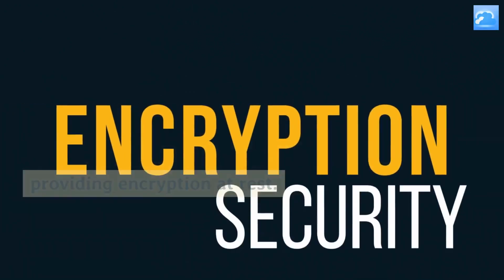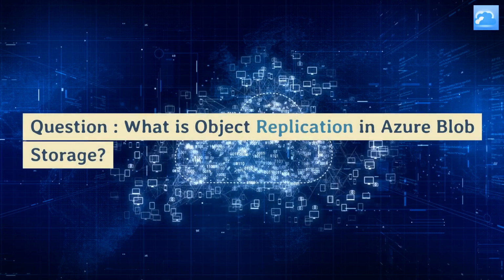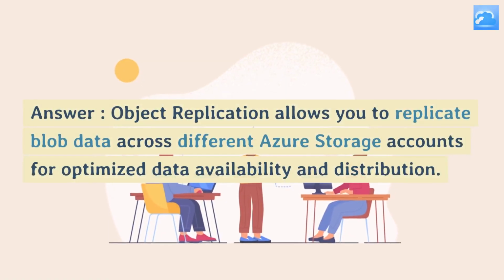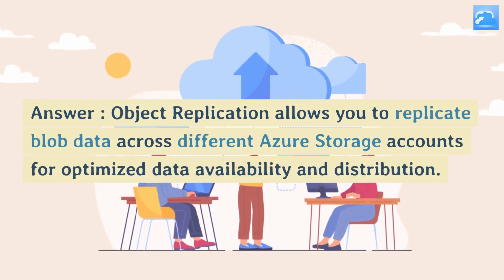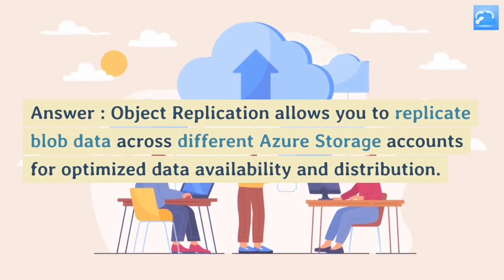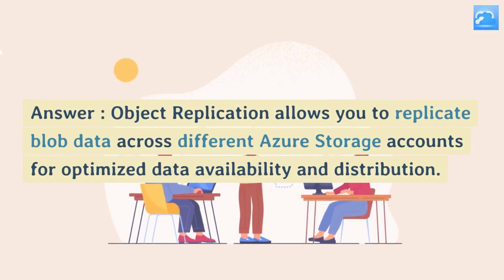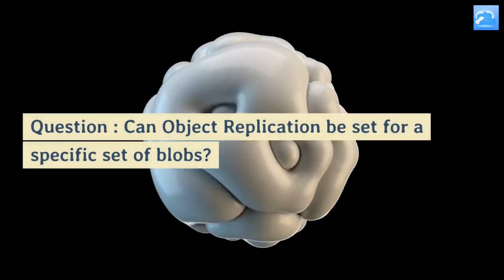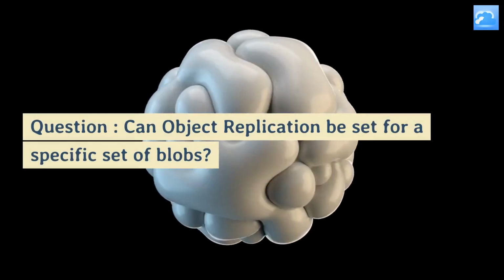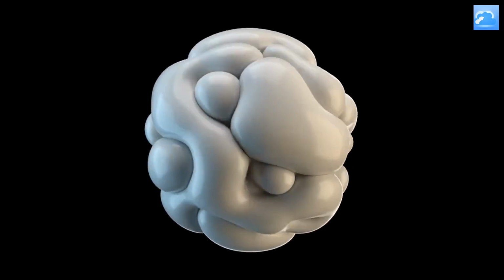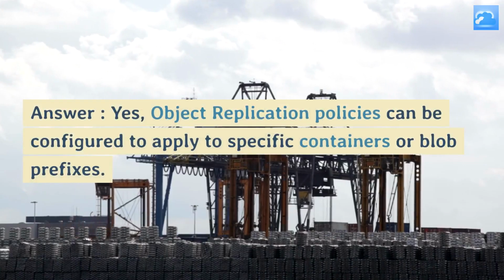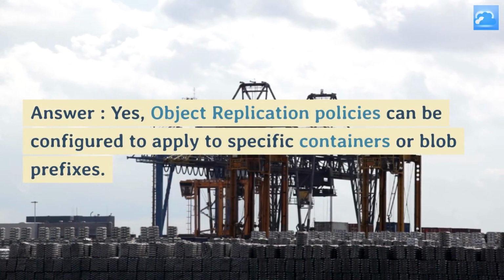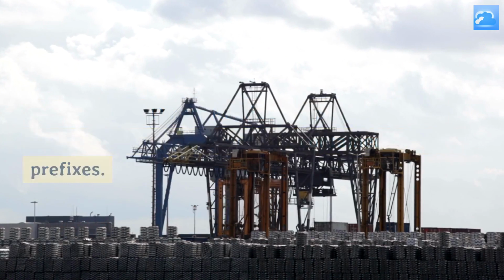Question: what is object replication in Azure Blob storage? Answer: object replication allows you to replicate blob data across different Azure storage accounts for optimized data availability and distribution. Question: can object replication be set for a specific set of blobs? Answer: yes. Object replication policies can be configured to apply to specific containers or blob prefixes.